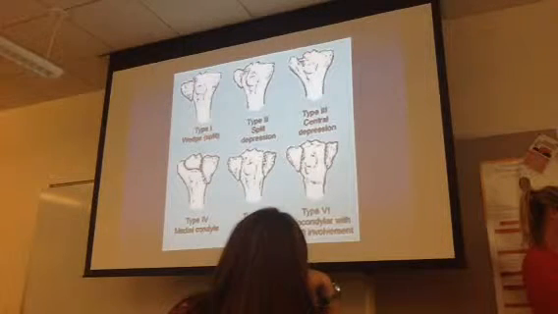These are tibial plateau fractures, on both sides. And then the condylar, medial, and lateral.